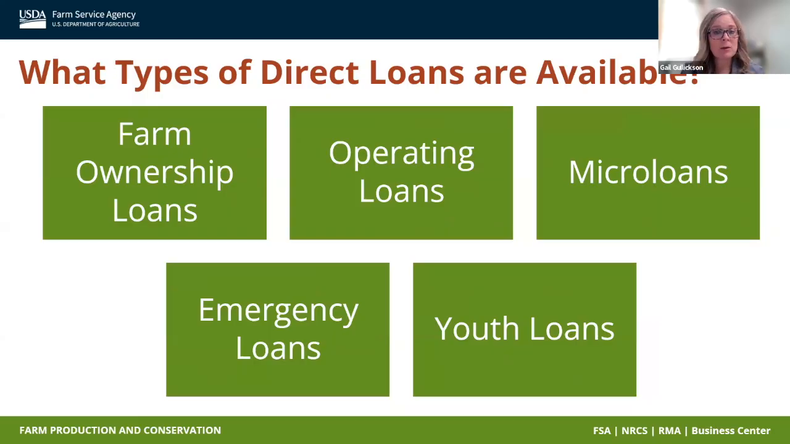FSA has many farm loans available for eligible borrowers. Before you apply, you need to decide what type of loan you need. Farm ownership loans can be used to purchase or expand a farm or ranch. Operating loans are used to purchase things like equipment or livestock or pay annual operating expenses.